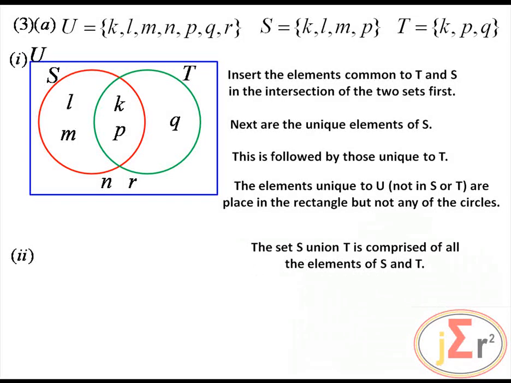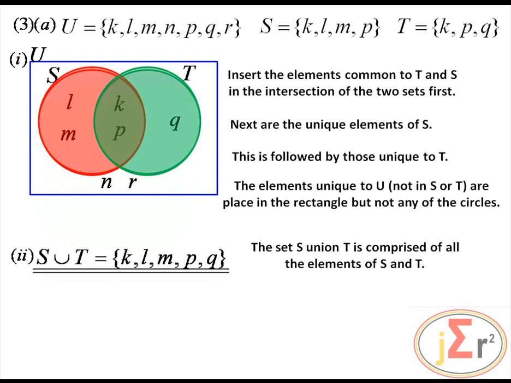List using set notation the elements of S union T. What do we mean by S union T? All of the elements that are in S and all of the elements that are in T. Let's put all of those together and that will be the set S union T. So all of those elements that we can see in that shaded region will be in the union of the two sets. So we have K, L, M, and then we have P and Q.